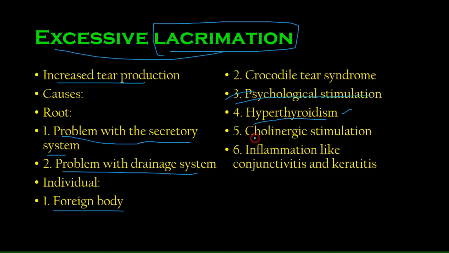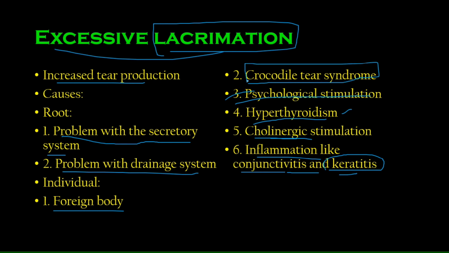Remember it. Cholinergic stimulation is actually stimulation of the parasympathetic system, and we know the parasympathetic system is the one which causes lacrimation. So if you stimulate the cholinergic system through drugs and stuff like that, it'll cause excessive lacrimation. Inflammation of the conjunctiva and keratitis, which is the inflammation of the cornea, can also lead to excessive lacrimation. And crocodile tear syndrome is a bit interesting, right?